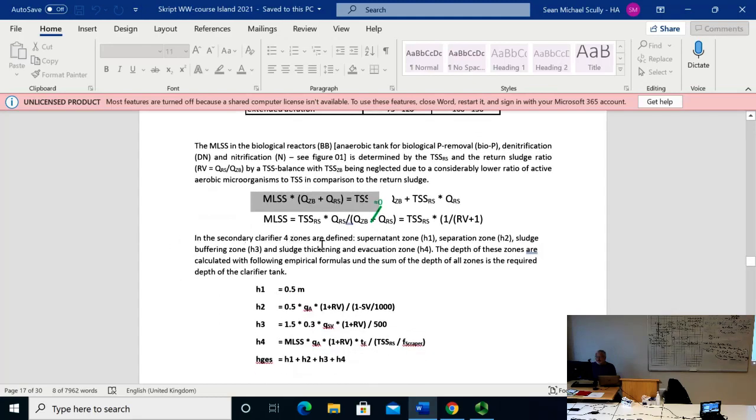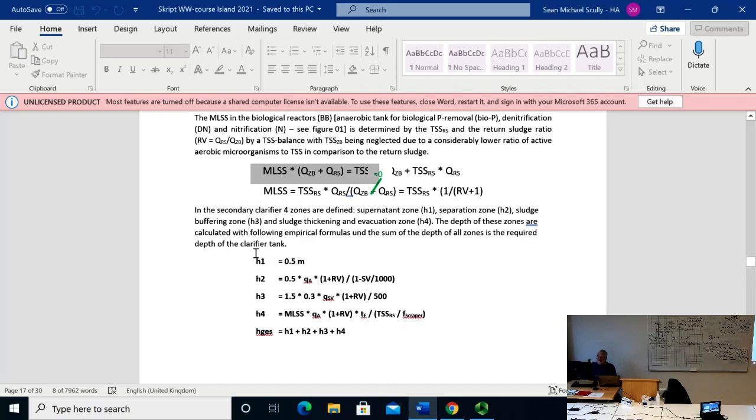So in the secondary clarifier, we have the 4 zones: the supernatant zone, the separation zone, the sludge buffering zone, and the sludge thickening and evacuation zone. The depths of these zones are calculated with the following empirical formulas, and the sum of the depths of all zones is the required depth of the clarification tank. You know, this is a sludge volume. This is our return sludge factor. You can calculate all those, and you will come up with a standard solution of something like 4 meters, or close to 4 meters, no?